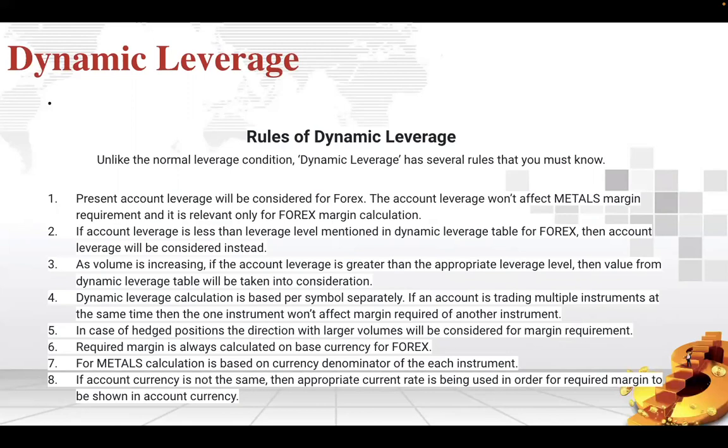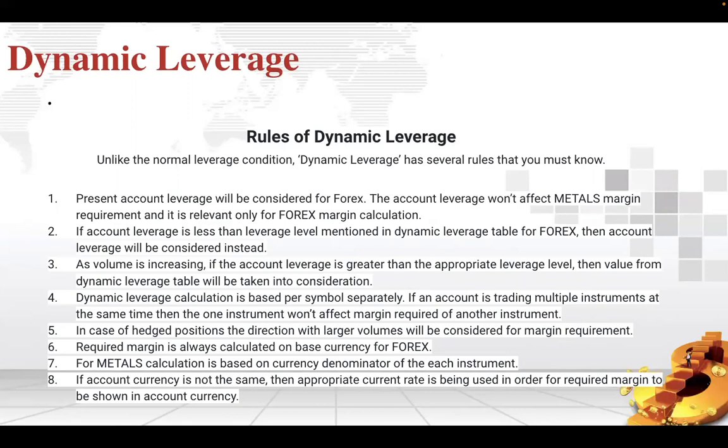and the required margin is always calculated on the base currency for Forex. So in that situation it is the US dollar. For metals, the calculation is based on the currency denominator for each instrument. For example, if you are trading gold to the American dollar, then the calculation is on the currency denominator, which is the American dollar. If the account currency is not the same, then the appropriate current rate is used in order for the required margin to be shown in account currency.